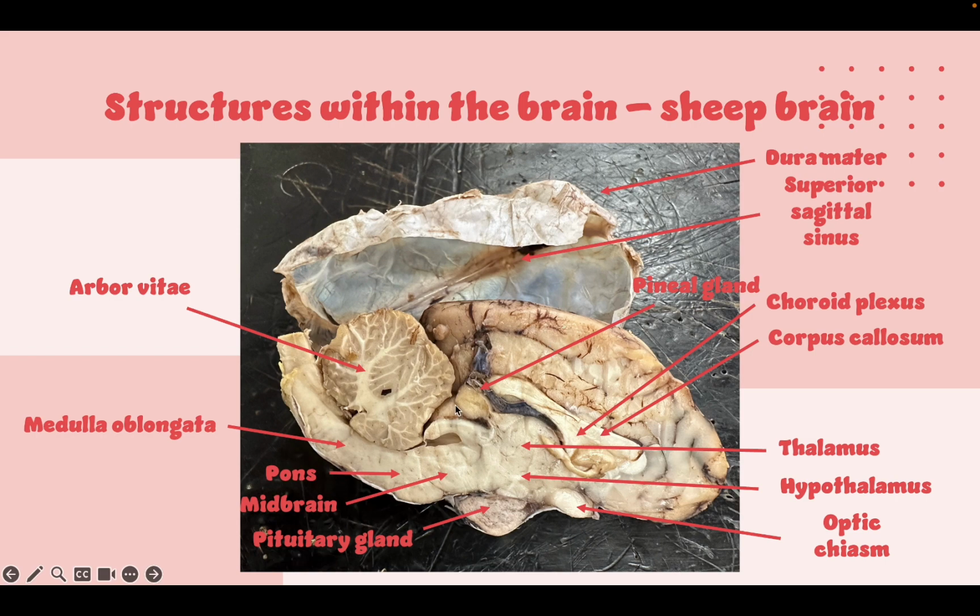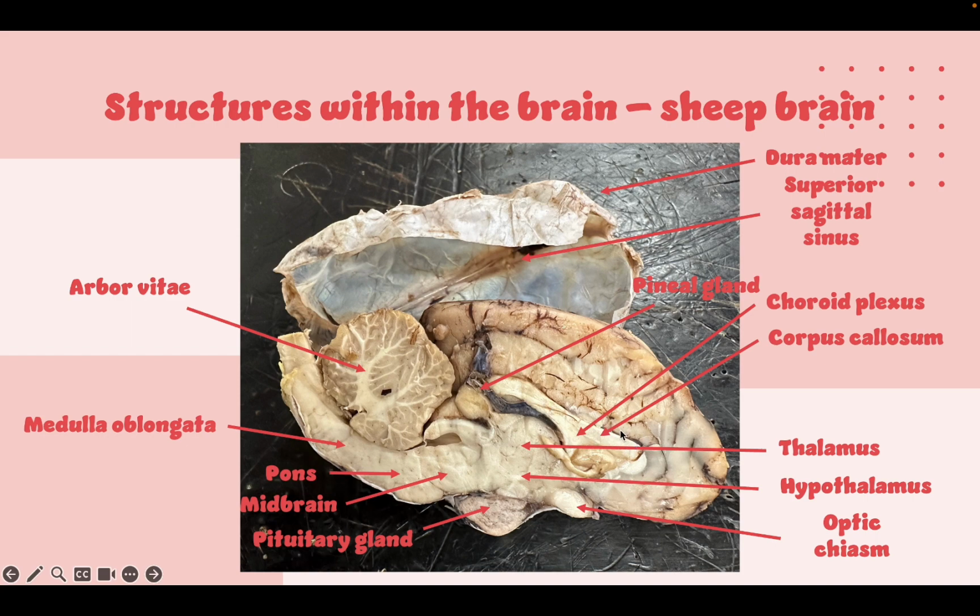We see our pineal gland here. We see our thalamus. If we see our thalamus, we can see our hypothalamus. And then we have our pituitary gland here. Looking at the brainstem, we have the midbrain right here. We have our pons right here, and then we have our medulla oblongata, and then this right here would be considered the spinal cord. We have our optic chiasm here, our corpus callosum.